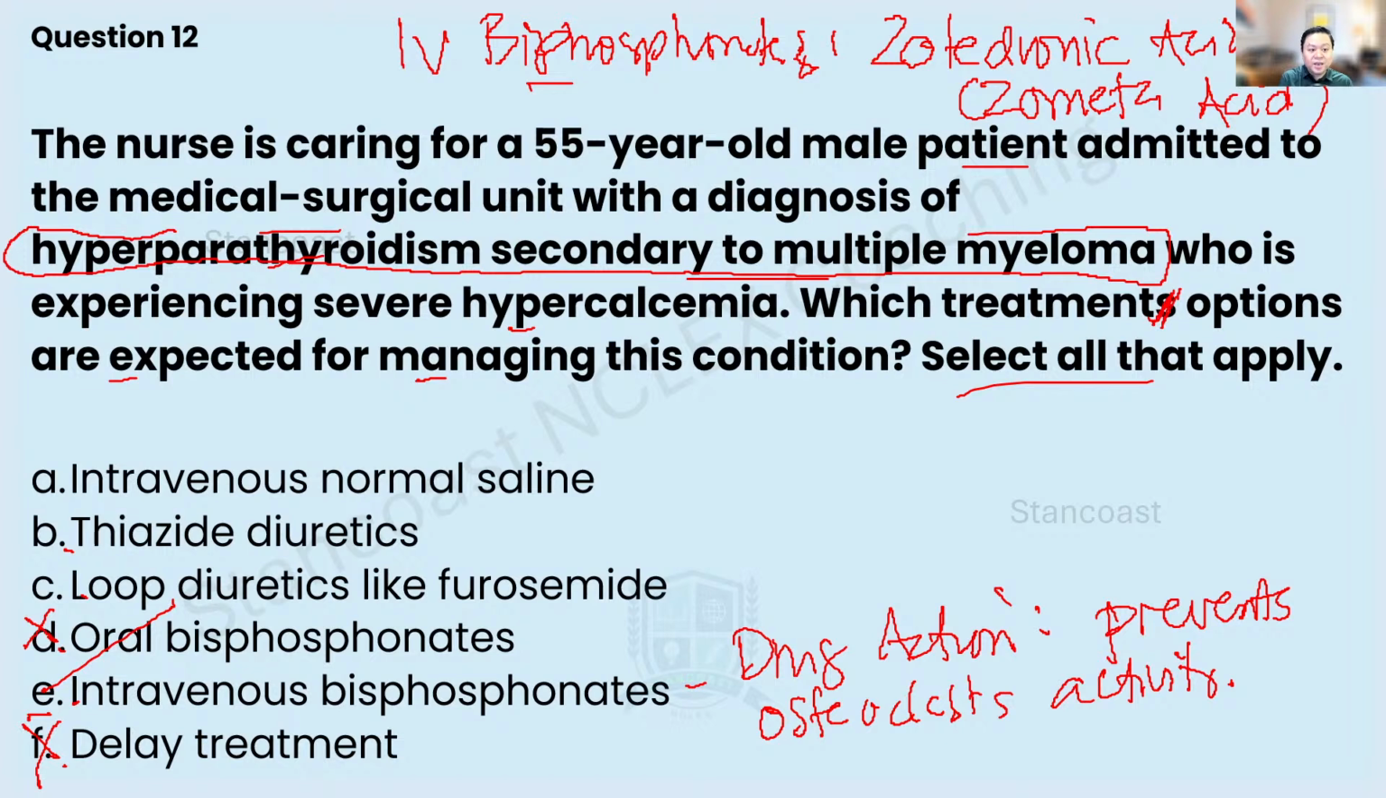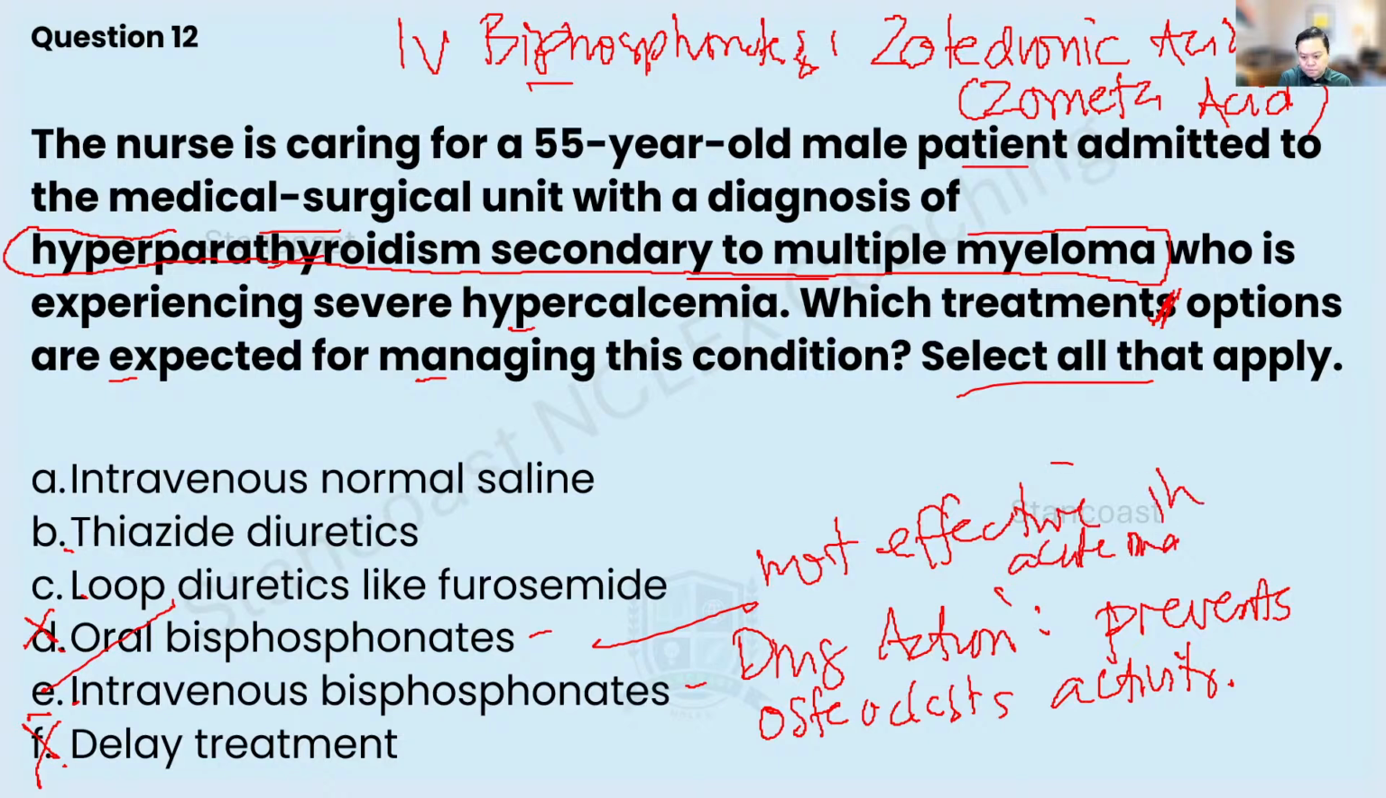So we have here the alendronate, right? Okay. Again, the reason that we are eliminating the oral biphosphonates is because they will not be effective in acute management. Especially that our patient has severe hypercalcemia. We definitely need to treat that with a much more effective form.